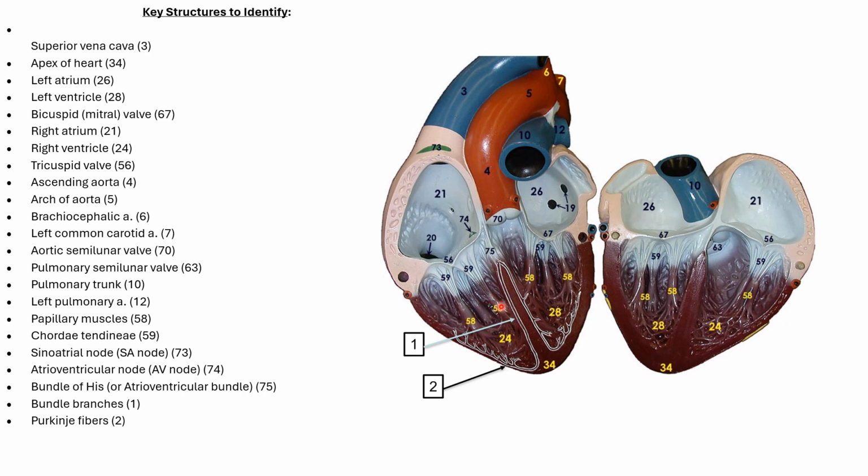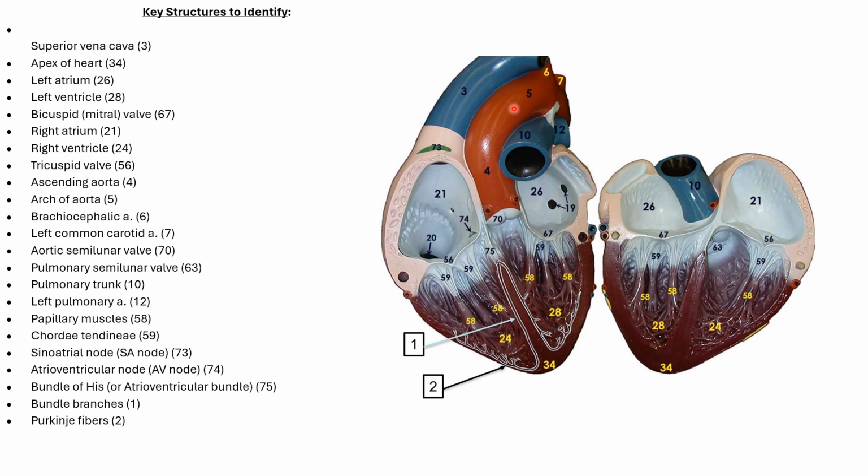Now let's look at here. On the other side, again, these are the chordae tendineae, 58 are the papillary muscles, 28 is the left ventricle, and this labeled number 67 over here is the bicuspid or the mitral valve between the left atrium and the left ventricle. Number 26 is the left atrium, and number 4 is the ascending aorta, 5 is the arch of aorta.